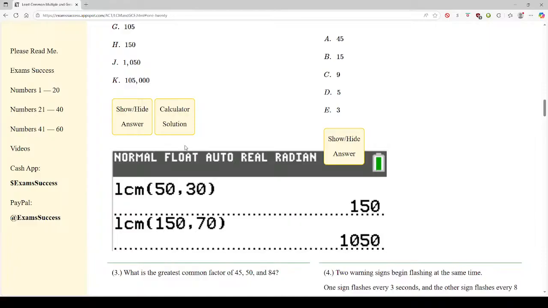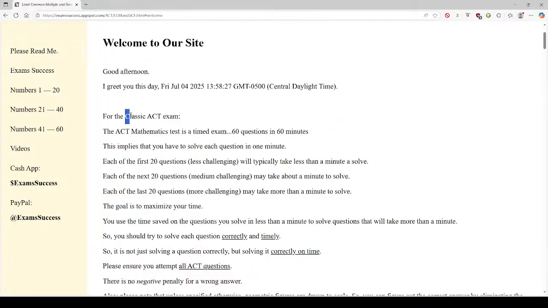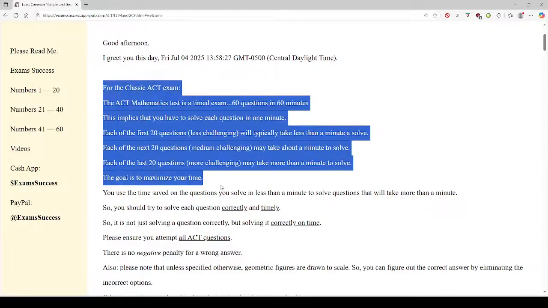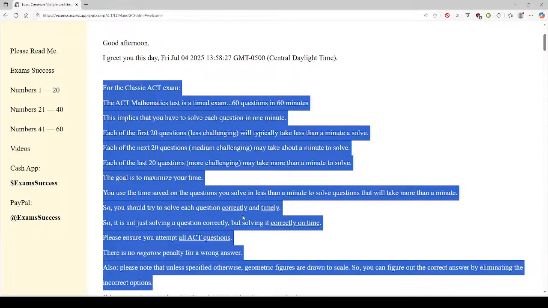Now let me quickly give this advice about ACT. If you go to please read me, this is for the classic ACT exam. I know there's a new version that is coming out, but this is for the classic one. It's about 60 questions in 60 minutes. I don't know when the new one starts, so you can just read this later on. Just quick information: if you're taking the classic ACT exam, it is good you go over this information.